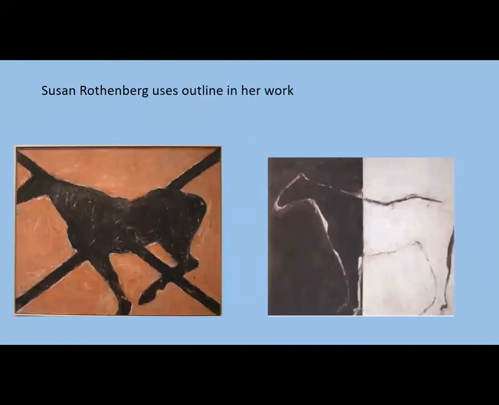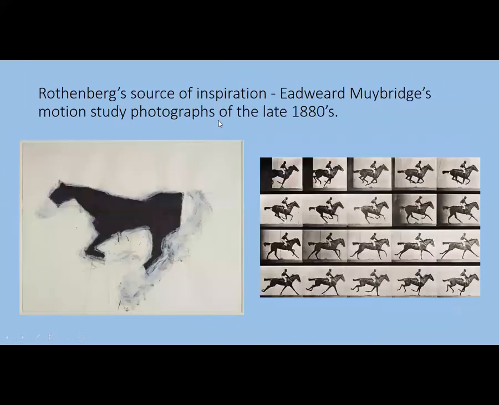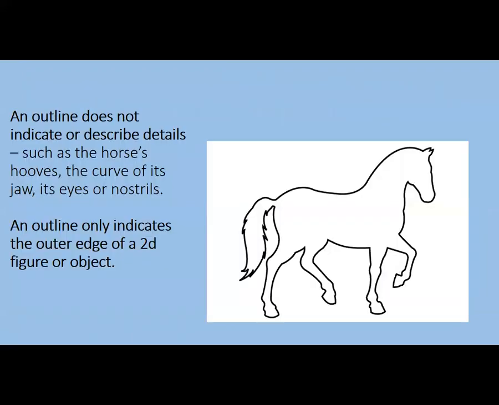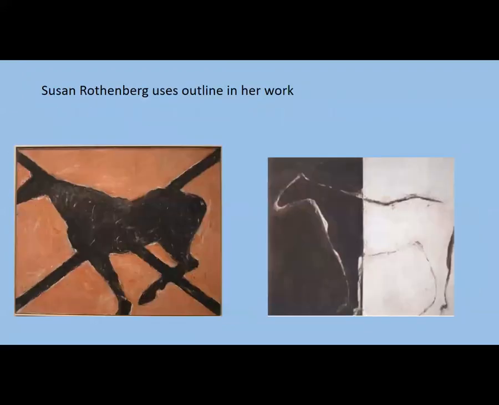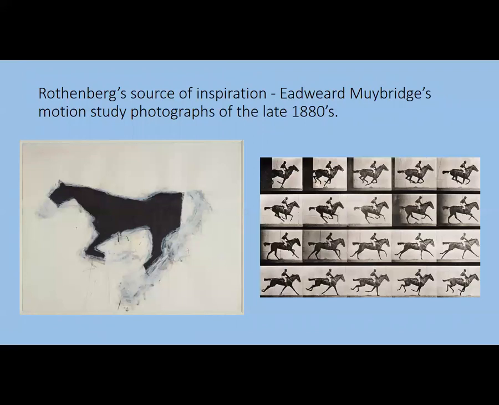So this is Susan Rothenberg's work, and she uses outline. She just passed away, by the way, but she used outline in her work, where she did these outlines of these horses. She did these in, I believe, the 1970s, and her source of inspiration for these was a series of photographs on motion done by an American photographer, Eadweard Muybridge.